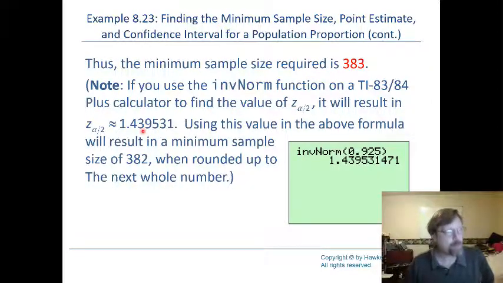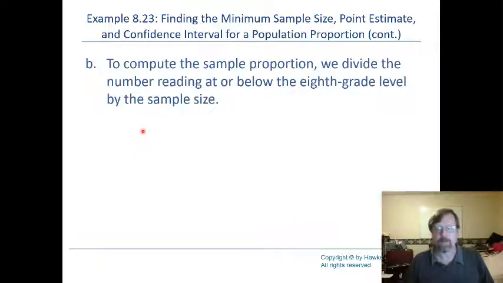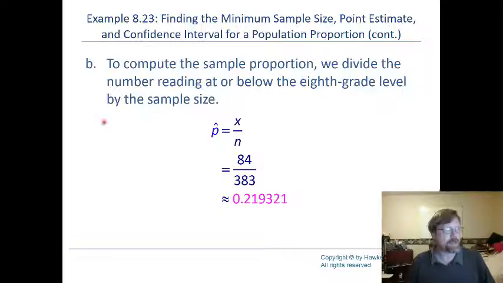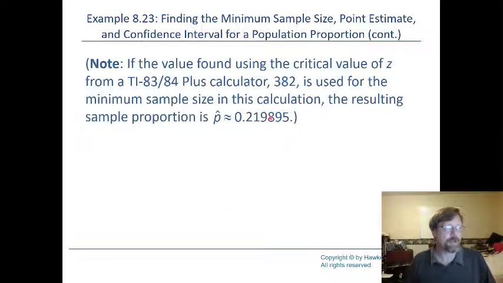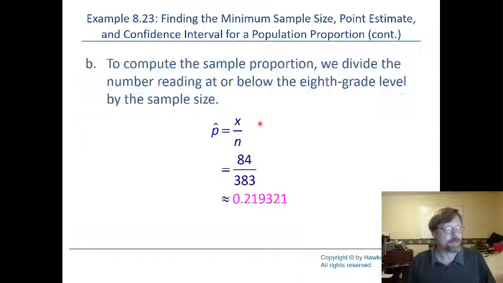All right. So our sample size is now 383. To find our proportion, we'll divide the number that met our criteria by the sample size. We'll get 84 divided by 383, which gives us 0.219321. So their estimate was actually pretty close. If we use the calculator, we get 0.219895. So still very close, 2193, 2198.